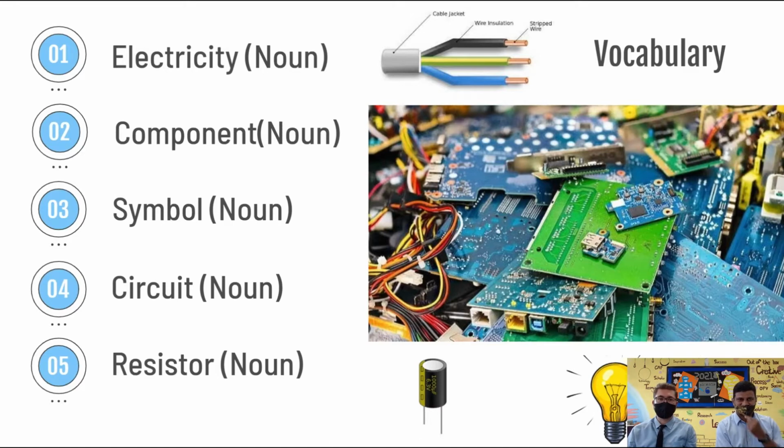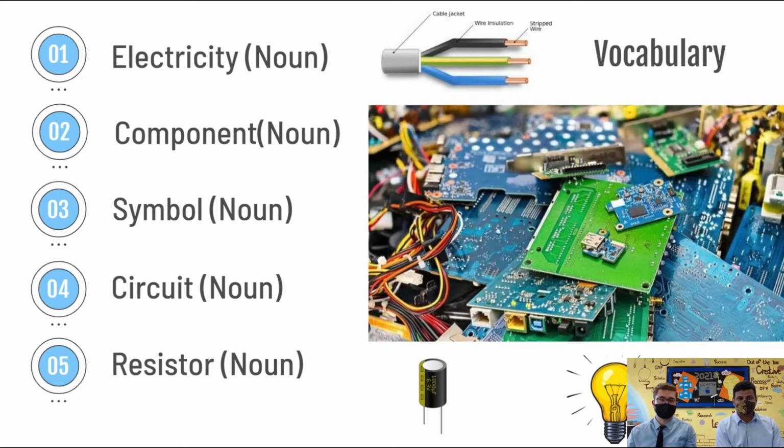Number three, symbol. In electricity, to draw, we need to have symbols to describe something. You can use a symbol for a logo, but here the symbols describe a wire, a bulb, or resistors.